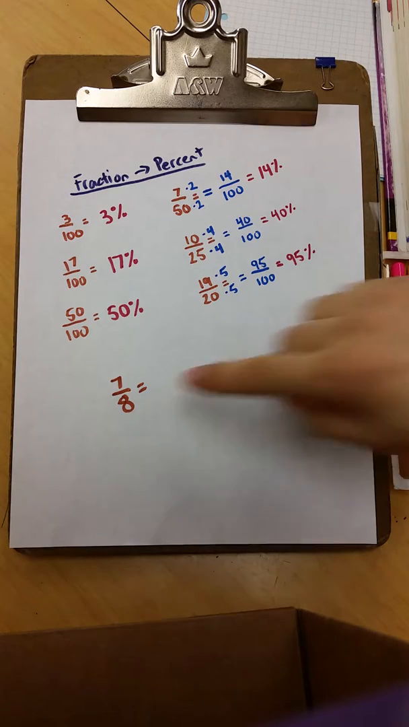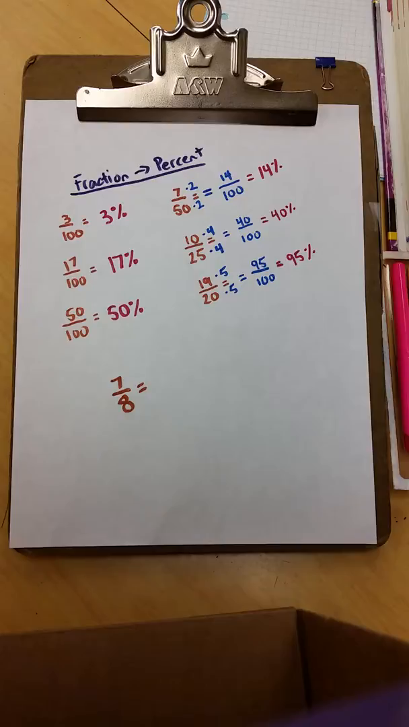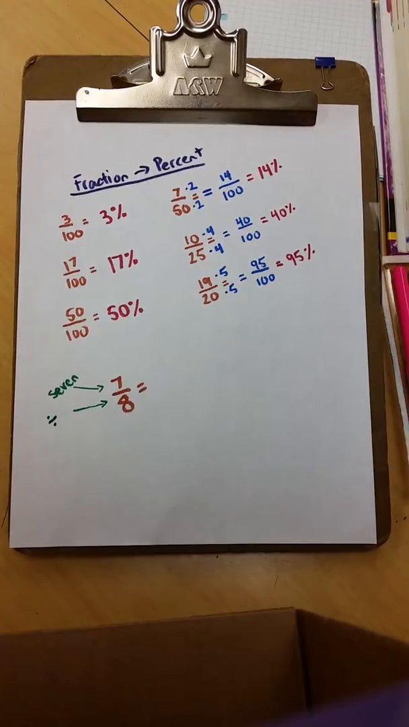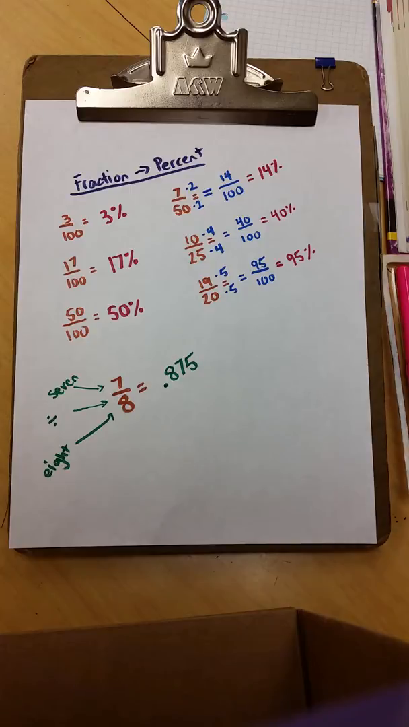What about fractions where the denominator does not easily turn into 100? Here we can use a trick that works on all fractions. Take 7 and divide it by 8. The first two numbers in your decimal are your percent.